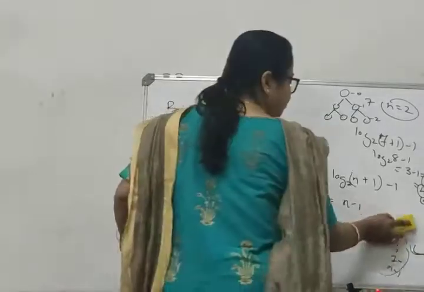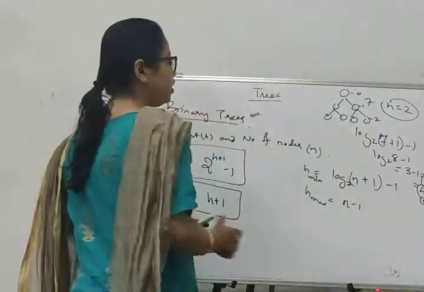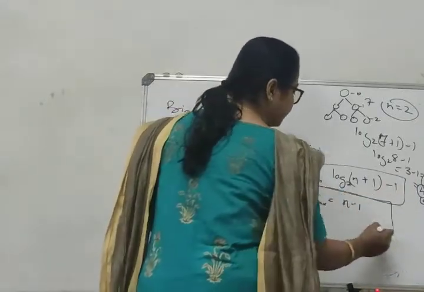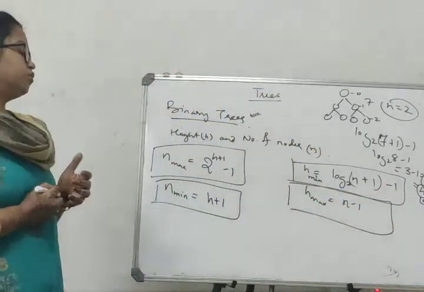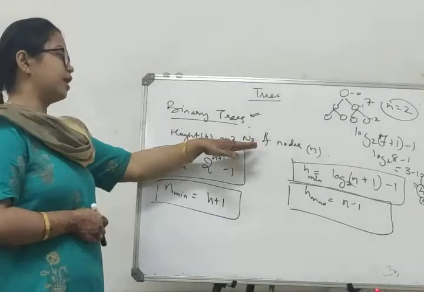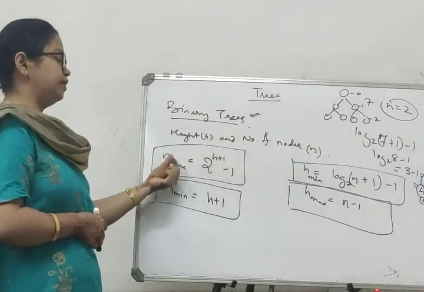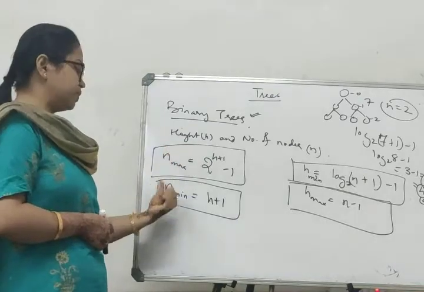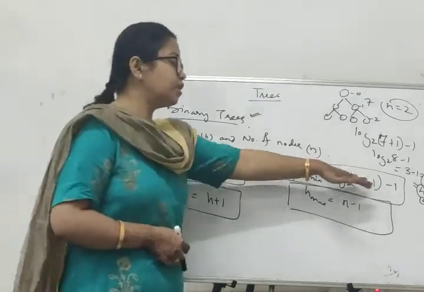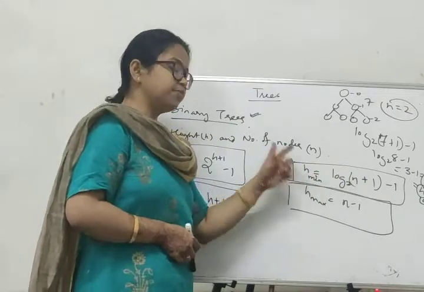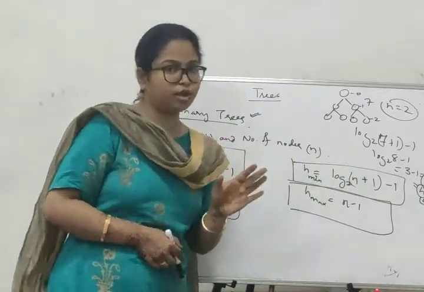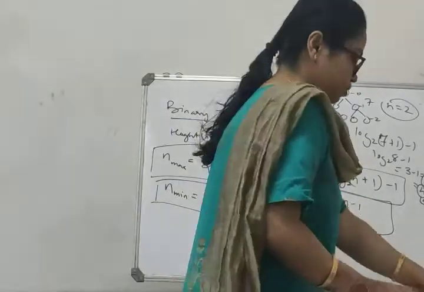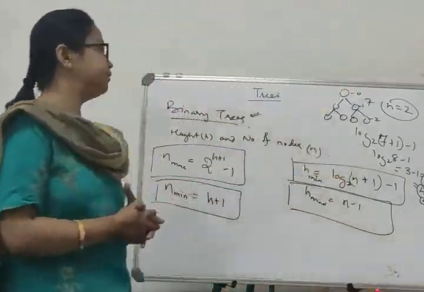Okay. So these are the 4 basic important formulas you have to remember in case of binary tree. This is applicable for binary tree. So given height h and number of nodes n, given height we can find maximum number of nodes and minimum number of nodes. Given number of nodes, we can find maximum height and minimum height. Okay, got it? So I think you understood tree.